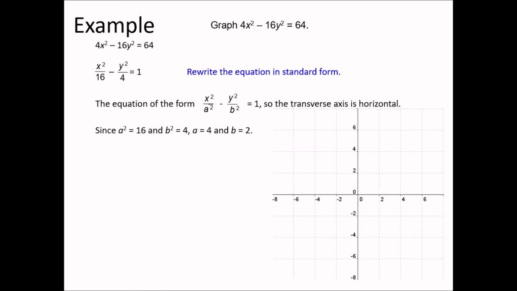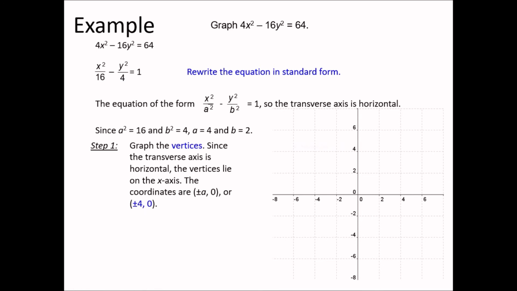Now, we will be using the equation ng butterfly. Butterfly since nauna yung x. Tandaan niyo, nauna yung x, ibig sabihin, horizontal or yung butterfly shape. Now, we have x squared over a squared minus y squared over b squared is equal to 1. Transverse axis is horizontal. Since a squared is 16 siya, and b squared is 4, therefore, a is 4 and b is 2.